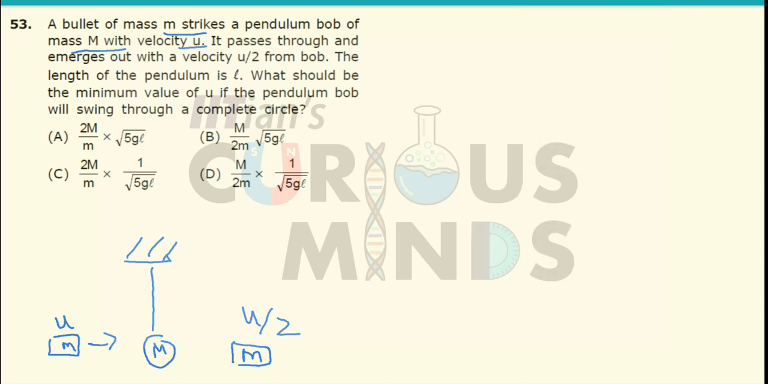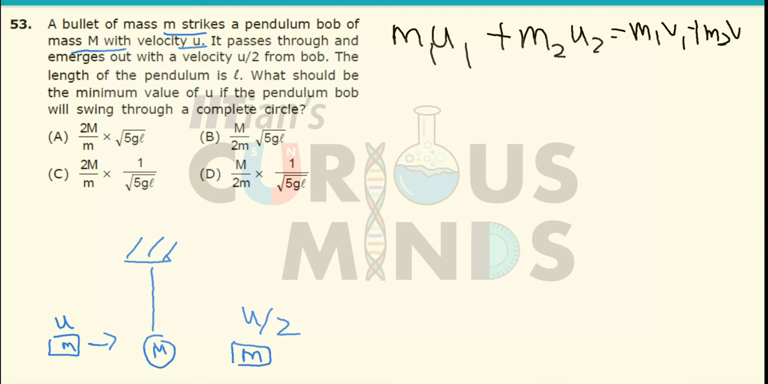Let us first derive this part. I can say that mu is the initial momentum. Otherwise, if I write the full formula, m1 u1 plus m2 u2 will be equal to m1 v1 plus m2 v2. Over here the mass is m, the initial velocity is u, u2 is equal to 0 because the pendulum was initially at rest, and m1 v1 is u by 2 plus capital M into v.